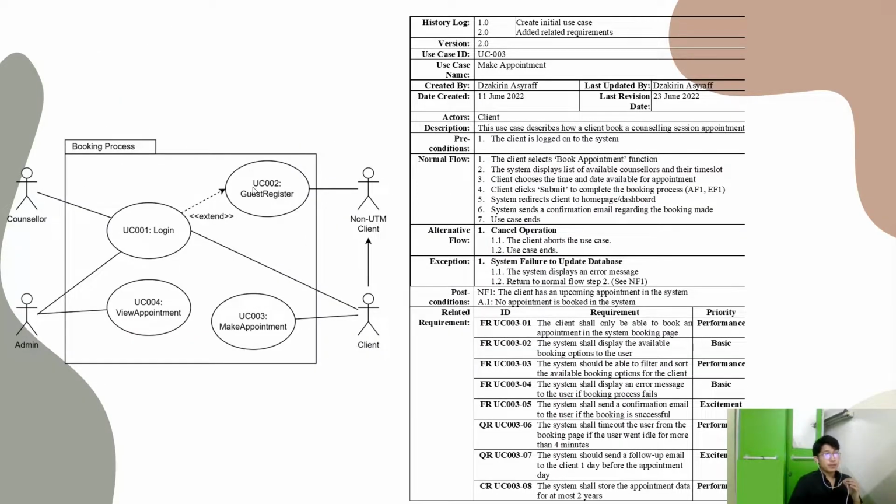On the left is my module, which is the booking process module. I have four use case specifications: login, guest register, view appointment, and make appointment. What I specifically do in this mockup is the make appointment use case. On the right is the use case specification for make appointment, which includes the normal flow, alternative flow, exception, and the related requirement.